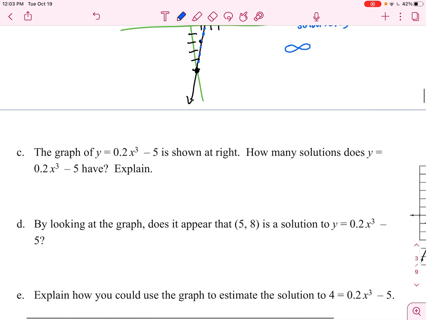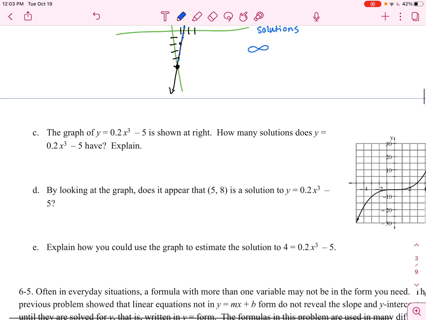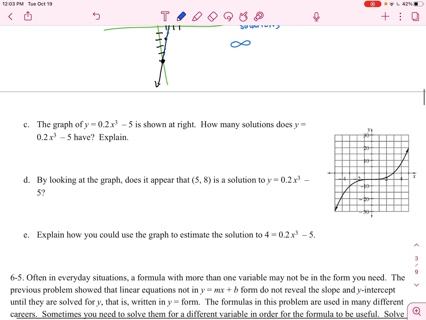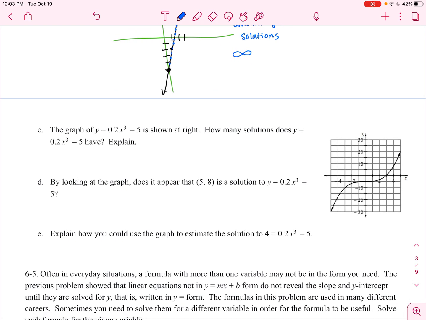Okay, so now it says, all right, this cubic graph is shown at the right. How many solutions does it have? It's going on forever. And I know that even if it didn't go on forever, we know that all of these points are solutions. So we have an infinite amount of solutions.